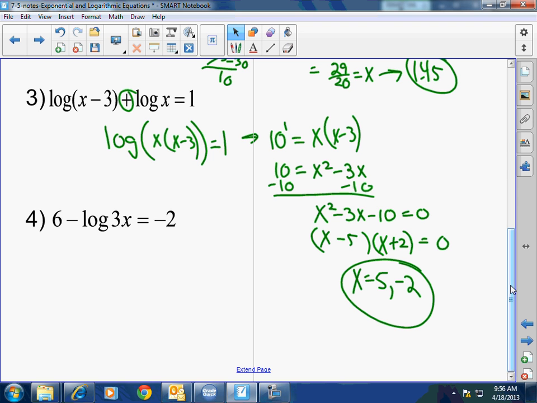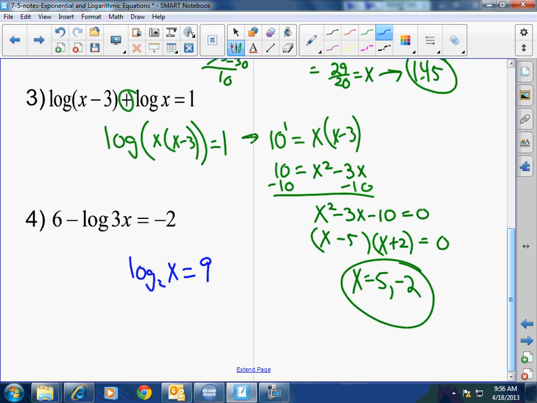If you have a base and it's not 2, then you're going to do the change of base formula. So for example, if I had log base 2 of x equals whatever, well, no, you don't have to do anything here. If it's a different base, how do you solve this? 2 to the 9th equals x.